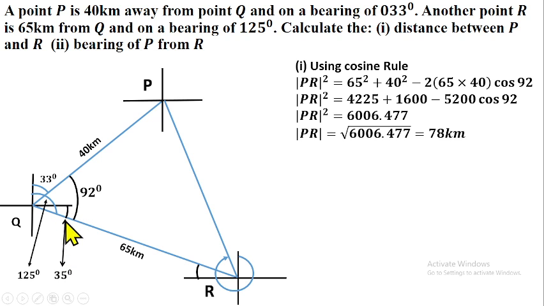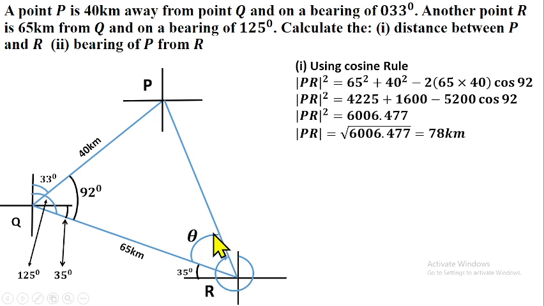Then if this angle here is 35 degrees, that means this angle here is also 35 degrees, the reason being that they are alternate angles. So if this angle is 35 degrees, let's find the angle inside the triangle, from here to here. Let's call it theta. We can find the angle here using the sine rule.